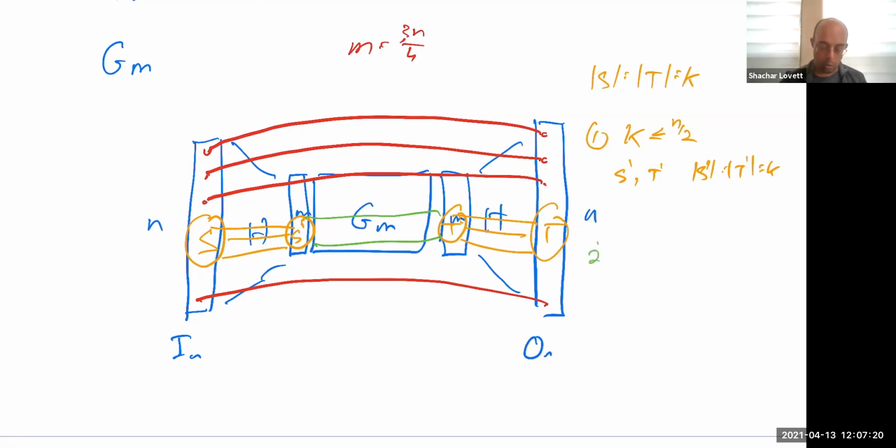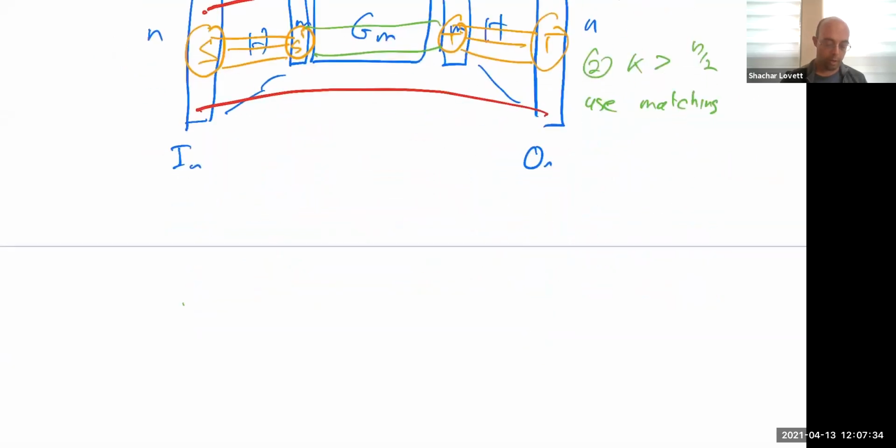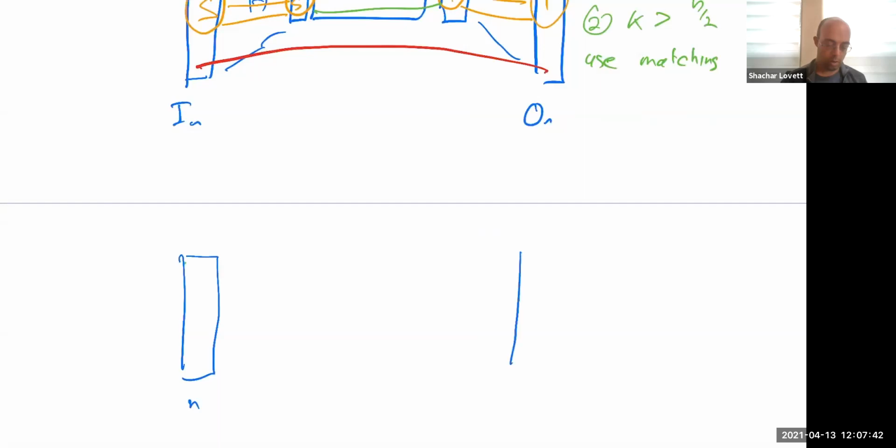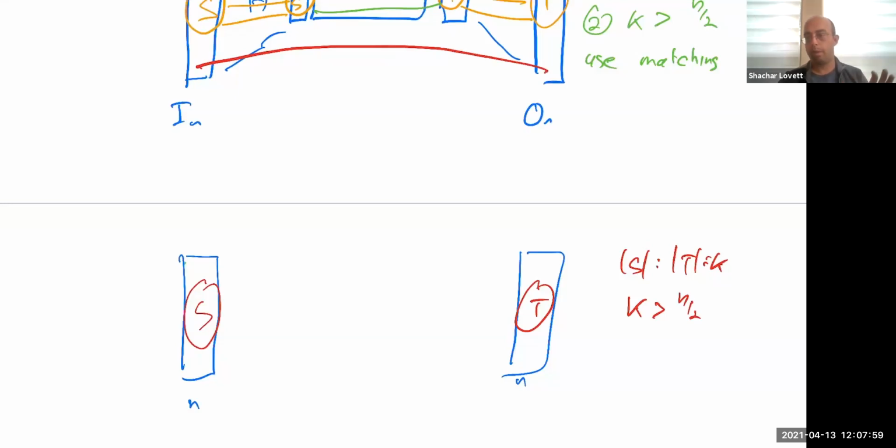The second part says, well, what if now K is more than n over 2? Now we're just going to use a matching. Notice, you have n nodes here and n nodes here, and I have a subset S and a subset T. The size is the same, it's K, and K is more than n over 2. There must be some joint elements, right?